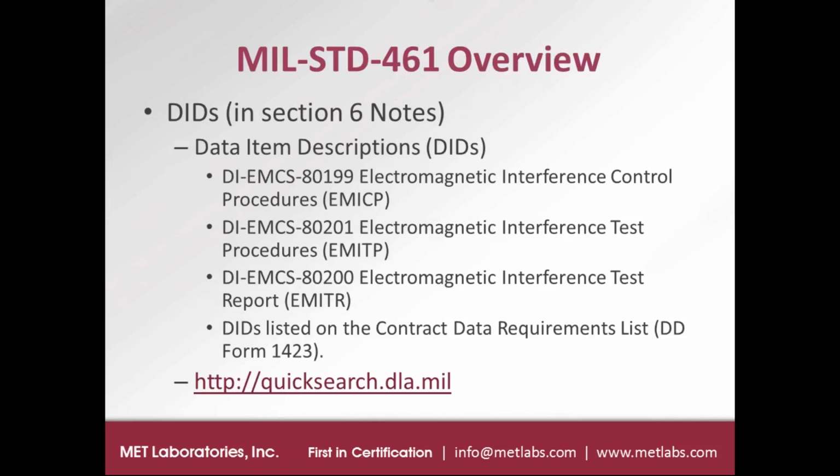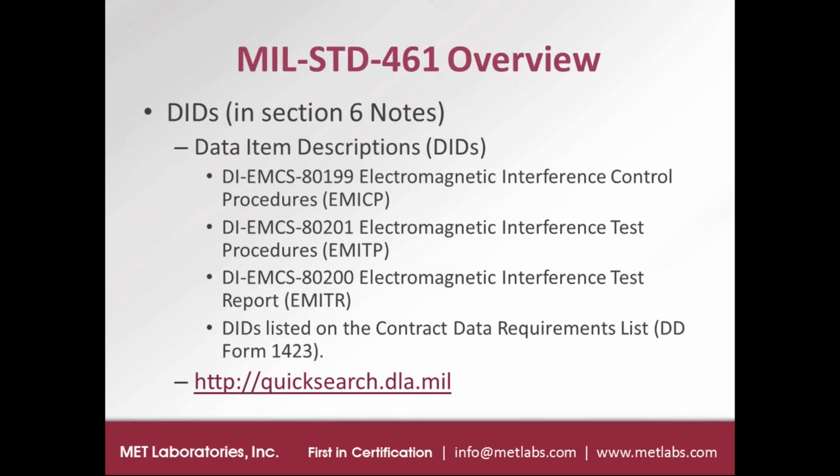Section 6 of MIL Standard 461 is called Notes, and it basically gives guidance on two topics. One is on DIDs, data item description documents. These are separate documents outside of MIL Standard 461 that contain procedures for the overall plan for testing, which they call the interference control procedure, and then it gives the required content for the interference test procedure, which is basically the step-by-step procedure of how testing will be performed. And it also gives the required format for the test report, each separate document for each of those.